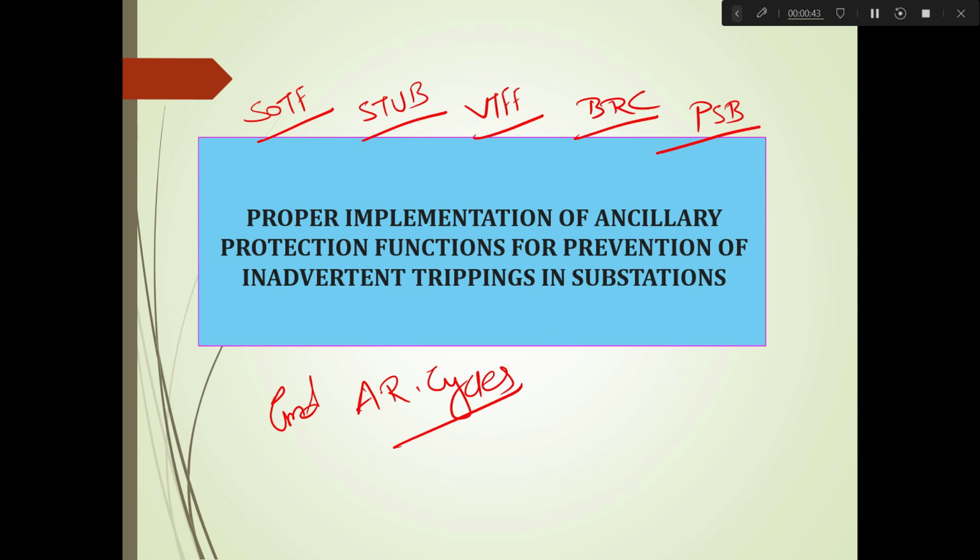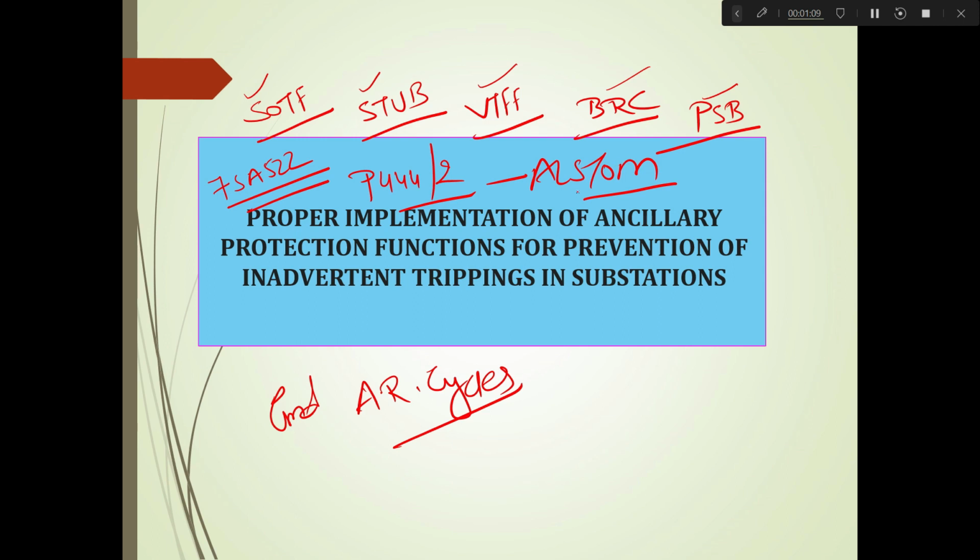We will discuss the concepts of these ancillary functions, that is SOTF, Stub, VT fuse fail, broken conductor, PSB, and auto-reclosures. Then we will discuss how to implement these functions in Siemens numerical protective relay, that is 7SA522, and also P444 or P442 of Alstom series. Basically, we will discuss what precautions we must take while implementing these ancillary protection functions at our substation.